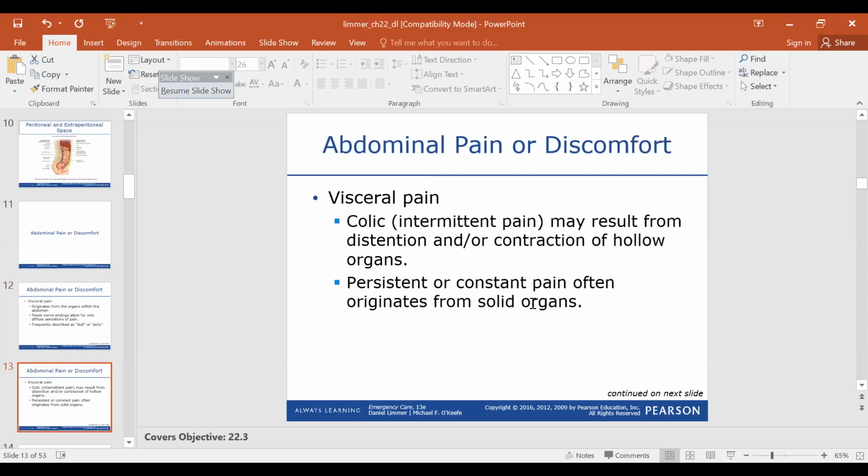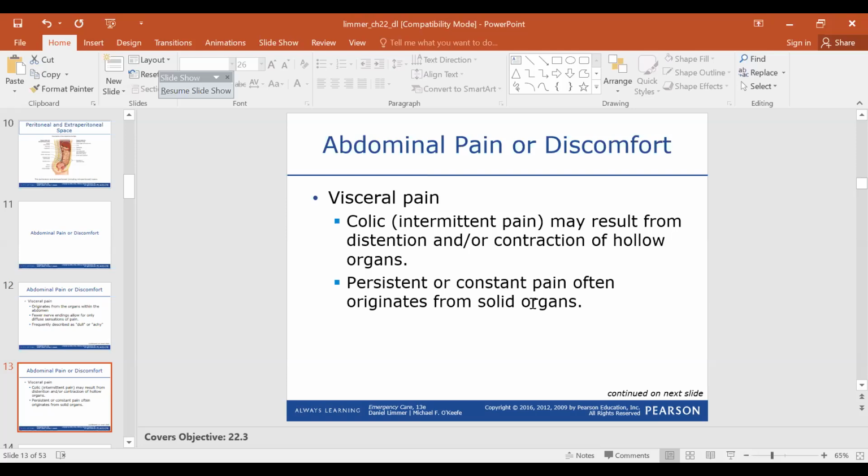So colic, intermittent pain. I'd write that down if you don't know it. Colic equals intermittent pain, may result from distension. Distension just means that it's getting bigger, it's being stretched out. Stretching out is probably the best way I can put it for distension. So you think of the picture, the stomach just kind of bulging out, that's distension, and/or contraction. We all know what that is already, of hollow organs. So pretty much the dilation or distension and contraction of the hollow organs will cause pain. That pain is due to irritation of some sort, right? And that could be many different things.